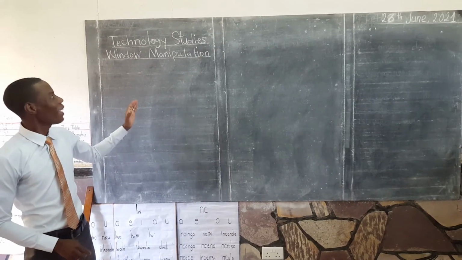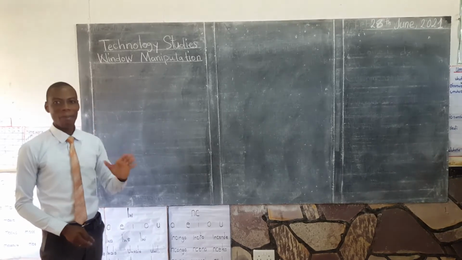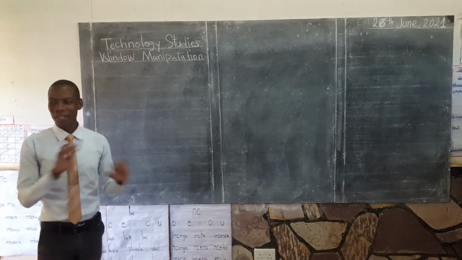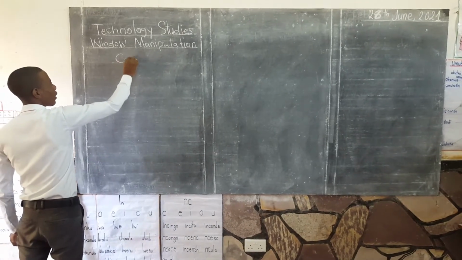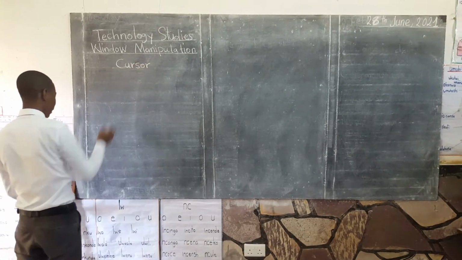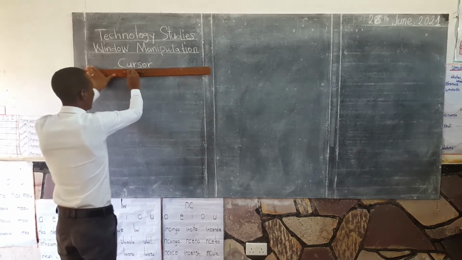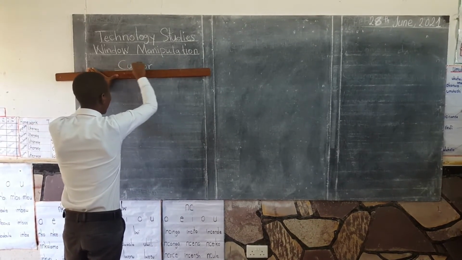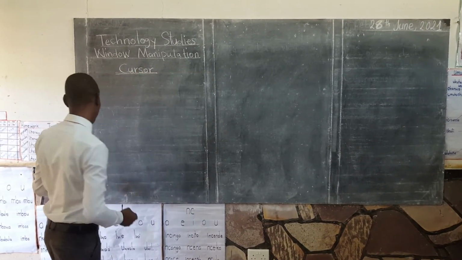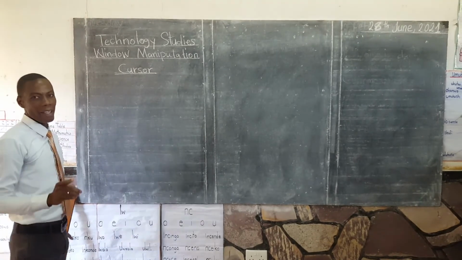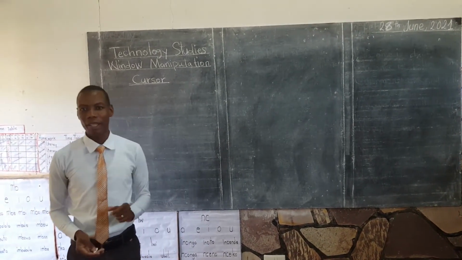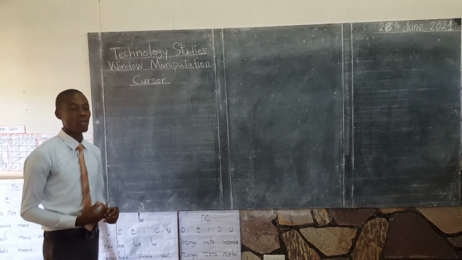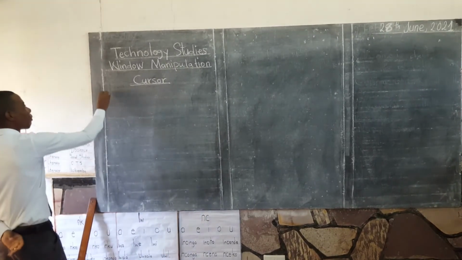Okay, so today our main focus is on something else. Today we are not looking at a window. Today I want us to look at the cursor. Now, a cursor is a pointer that you see on the screen of your computer.